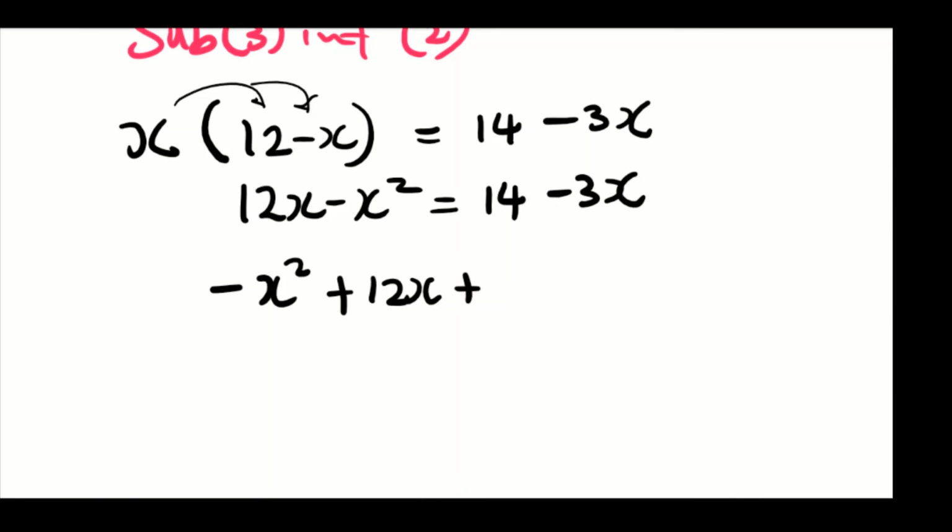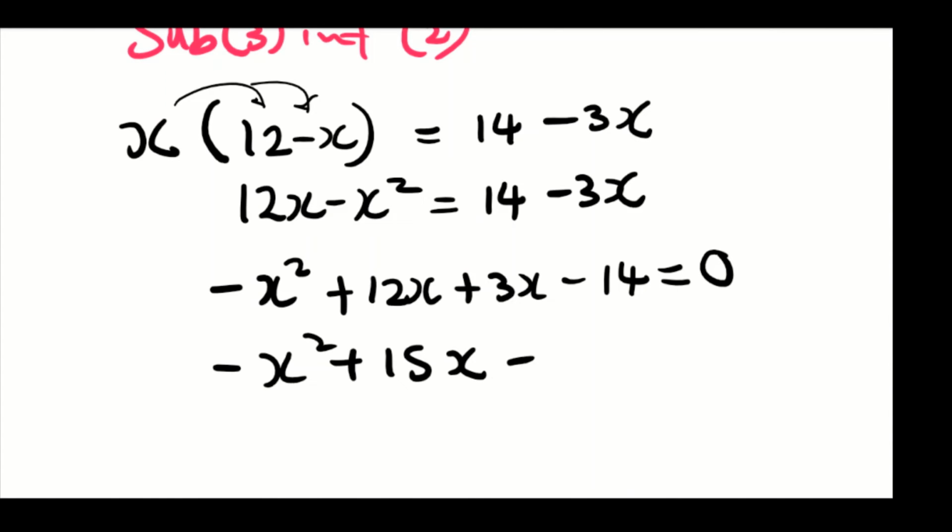12x plus 3x minus 14 equals 0. And then minus x squared plus 15x minus 14 equals 0. Divide by negative on all sides.